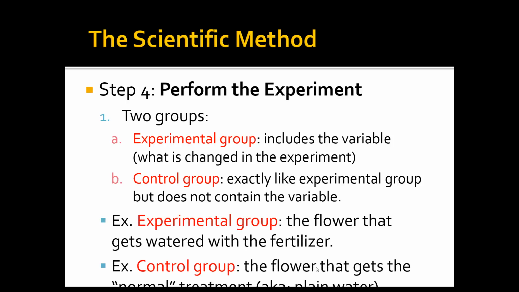So if I'm setting up this experiment, I might have a flower, and I'm going to provide that flower with some water mixed with fertilizer. So the experimental group is getting my test, which is the fertilizer. That is my variable. The control group is going to get the normal treatment. So we normally water flowers with just plain water. So the flower that gets the plain water will count as my control group.